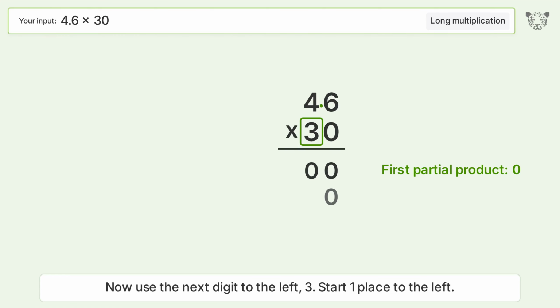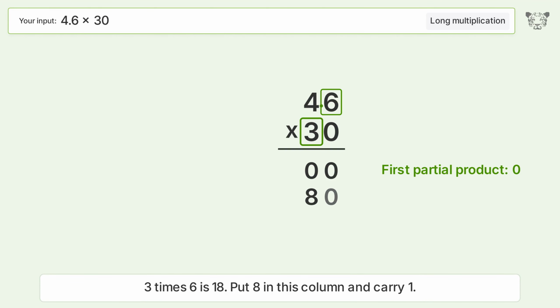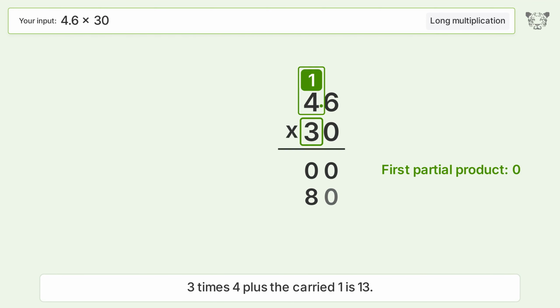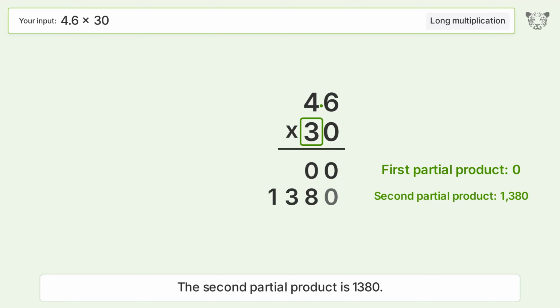Now use the next digit to the left, 3. Start one place to the left. 3 times 6 is 18. Put 8 in this column and carry 1. 3 times 4 plus the carried 1 is 13. The second partial product is 1,380.